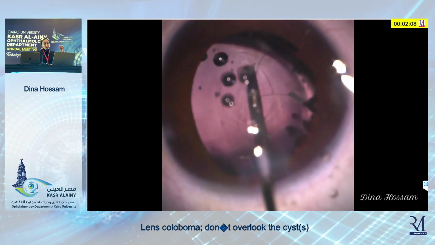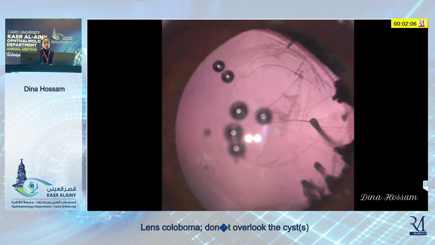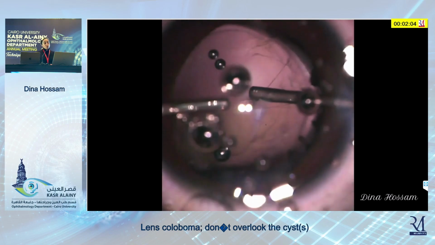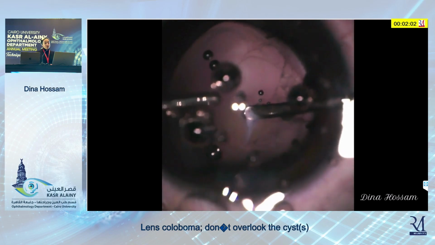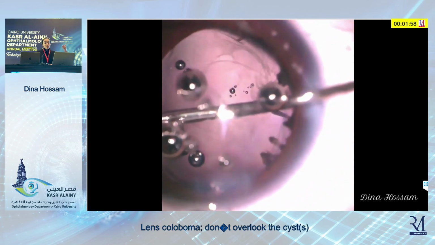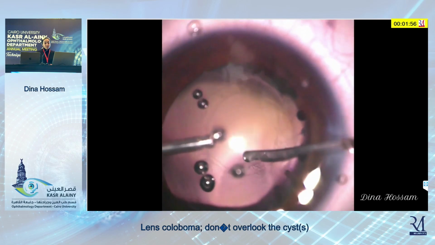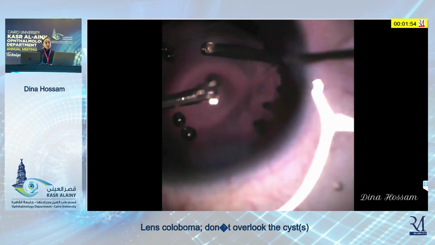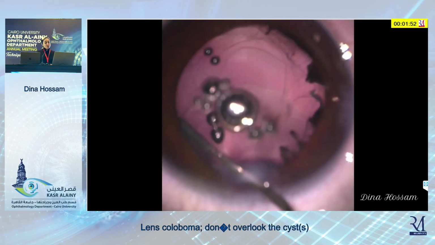You can notice here the large persistent hyaloid artery from which two smaller vessels are emerging. Here you can see the opacity is at a level behind the posterior capsule at the anterior hyaloid, cutting it with the cutter along with a limited anterior vitrectomy.